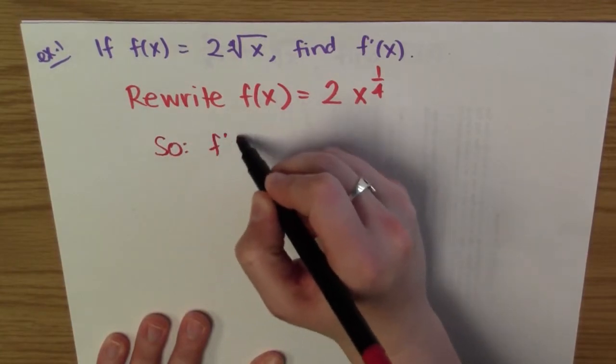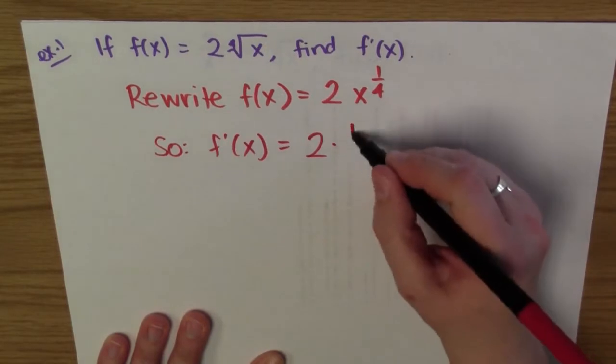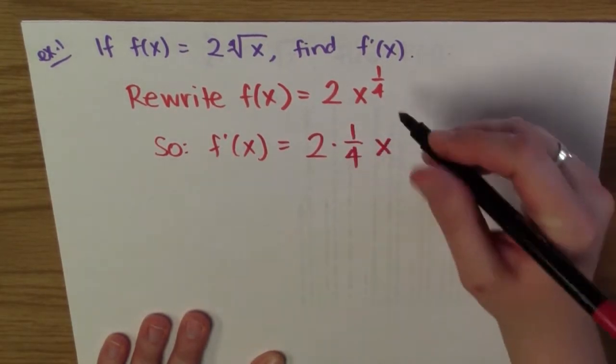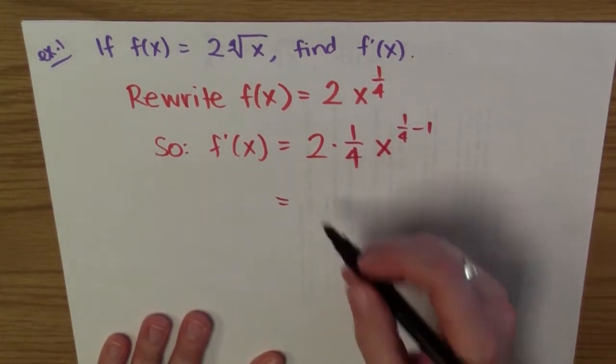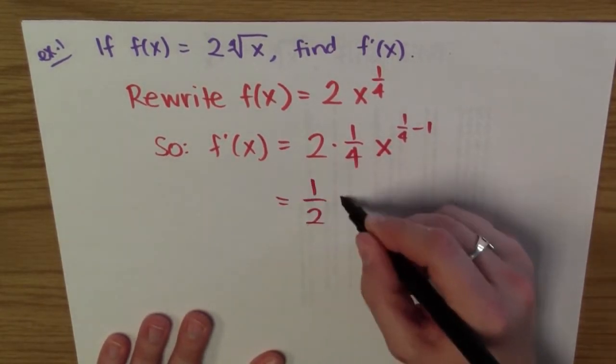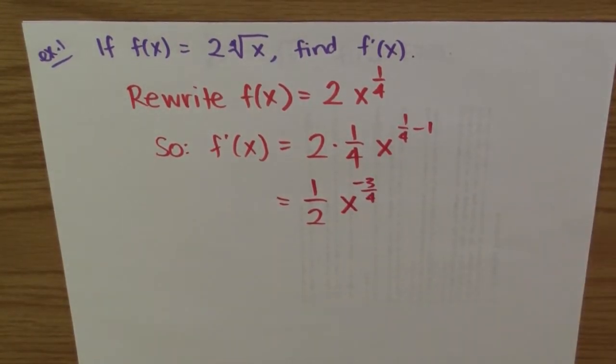So I have f prime of x equal to 2 times, I use the power rule, 1/4 x to the 1/4 minus 1. Simplifying, 2 times 1/4 is 1/2 x to the negative 3/4. So then this 1/2 x to the negative 3/4 is the derivative of the function.